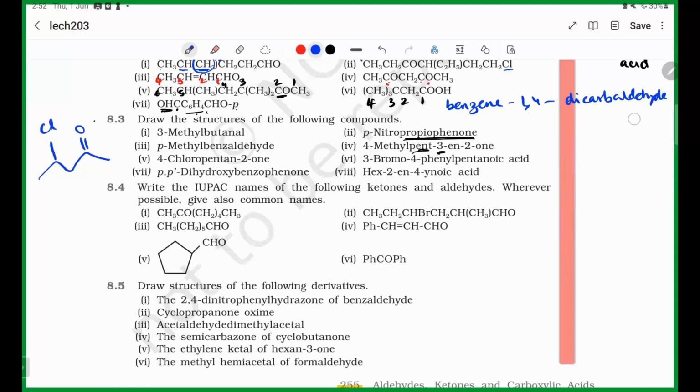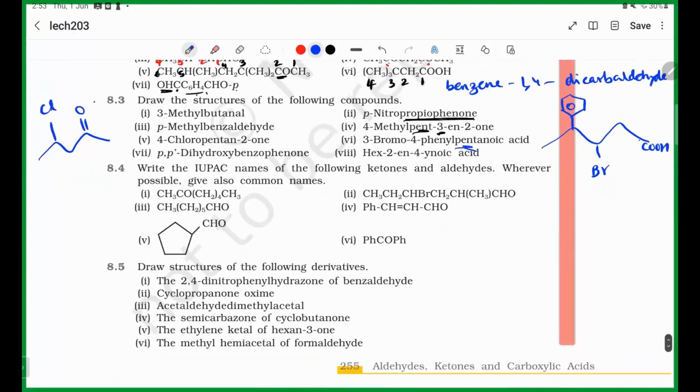Then you have 3-bromo-4-phenyl-pentanoic acid. So pentanoic acid, pent, right? 1, 2, 3, 4, 5. Pentanoic acid, COOH. So this is pentanoic acid. 3-bromo: 1, 2, 3. 3-bromo pentanoic acid. 3-bromo-4-phenyl: 1, 2, 3, 4. 4-phenyl. So this will be the compound.